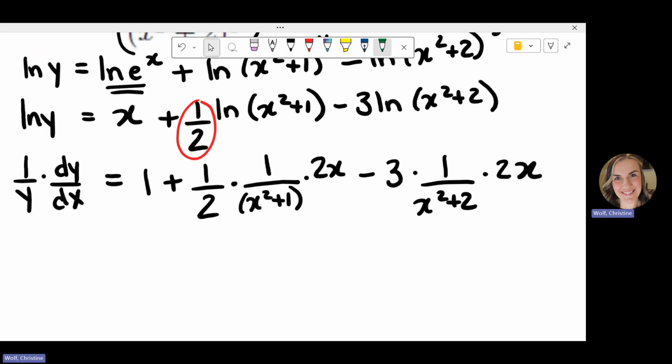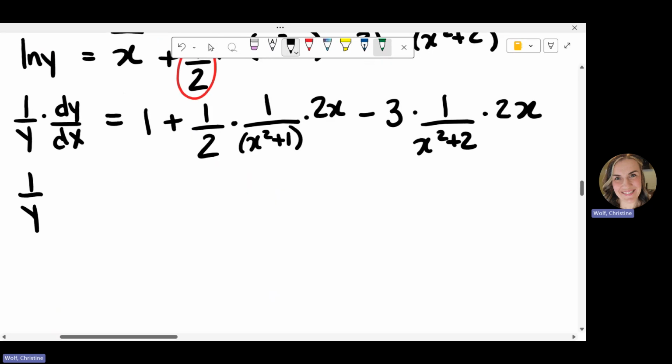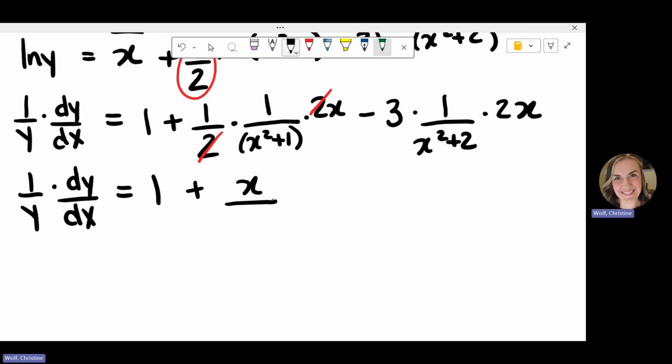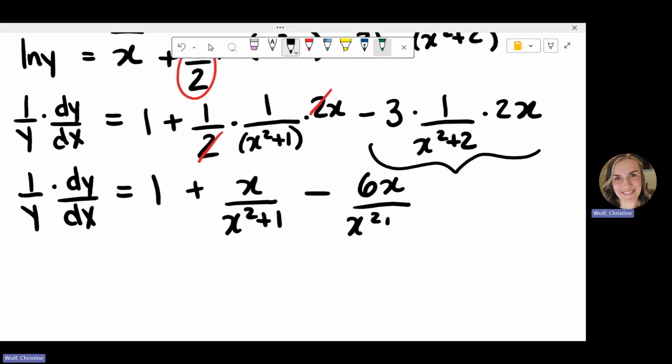My next step is always to clean up my right-hand side and cross off and simplify as I go. So the 1 is a 1. Now, in the second fraction, similar to the previous question, I can slash off those 2's. And I just have an x all by itself over x squared plus 1. And then here in my third guy, I can't slash anything off. All you can do is combine the 3 and the 2. So we might as well do that. So we actually have 6x all together over top of x squared plus 2.